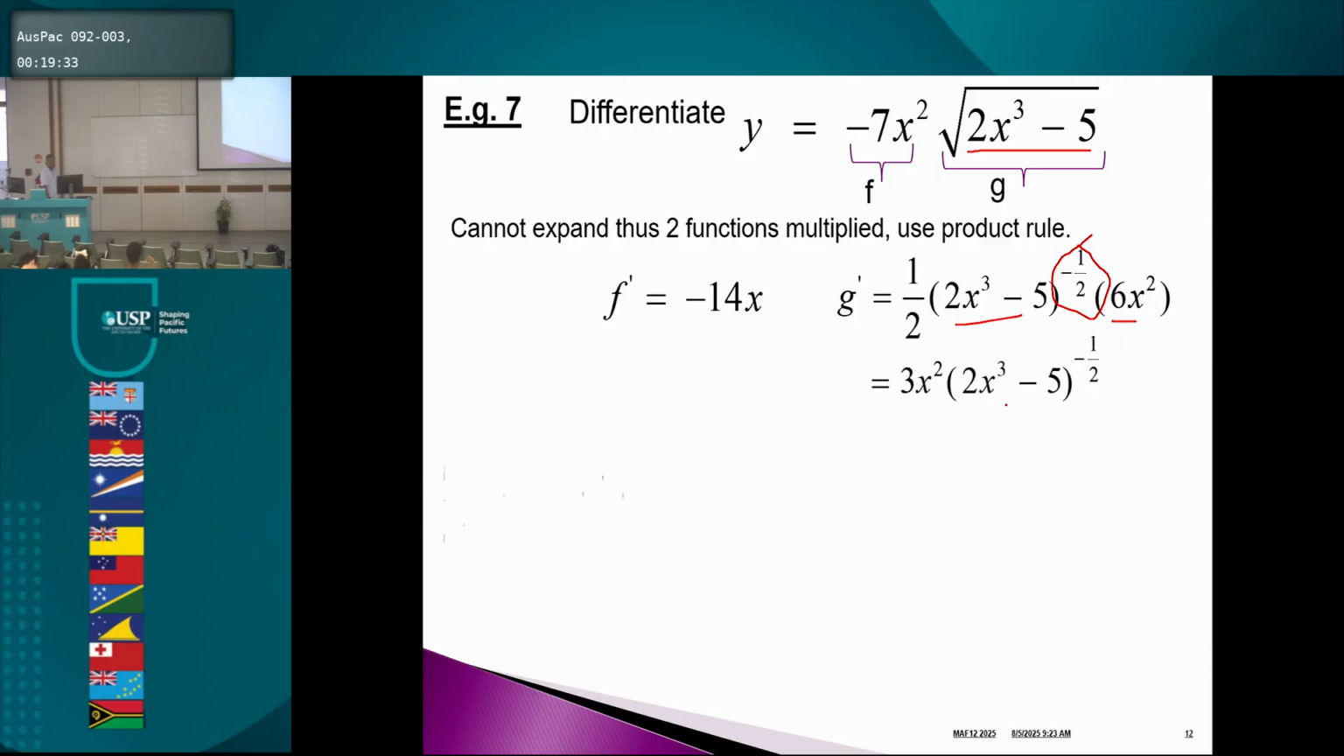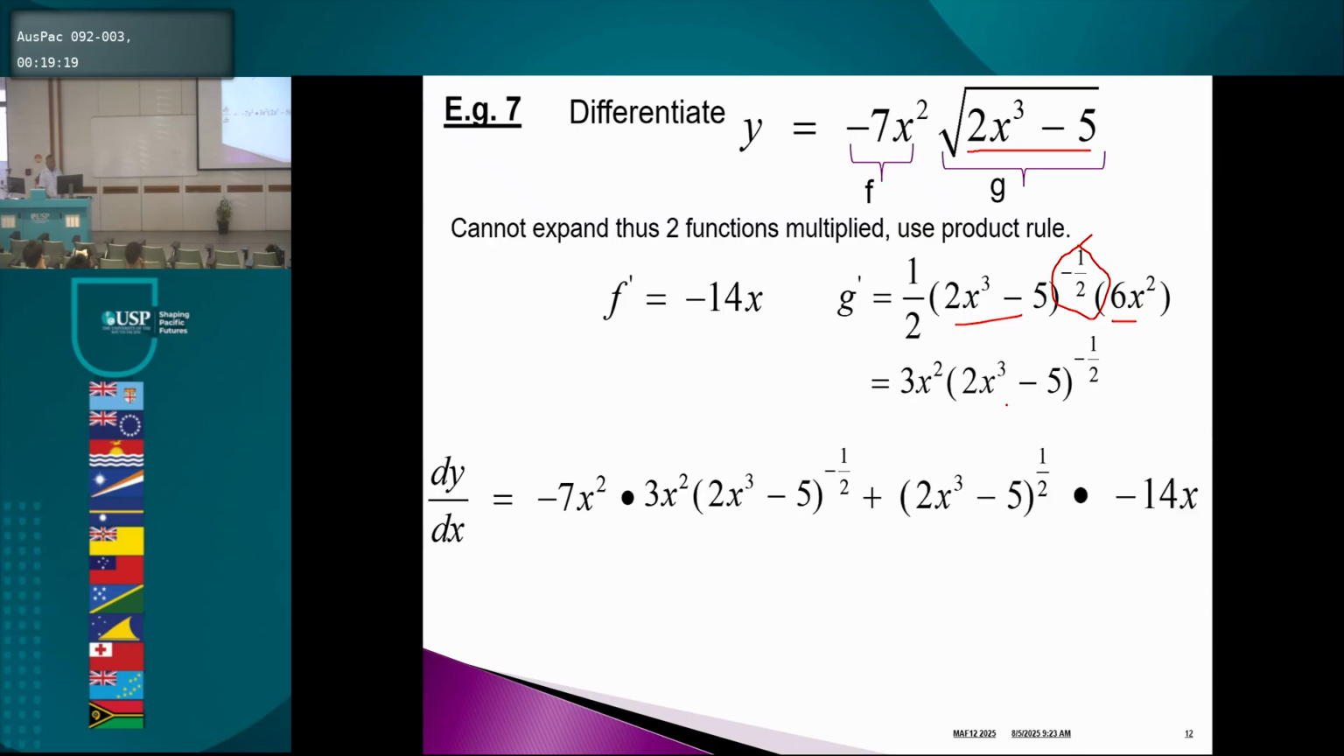Then I apply the product rule: f times g dash plus g times f dash. Simplify. Multiply this, you can move this to the front.